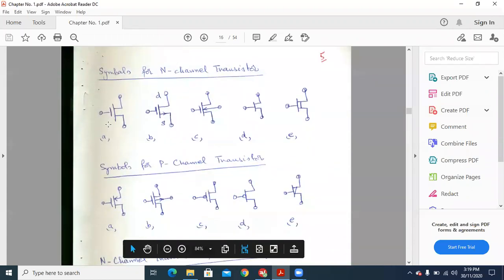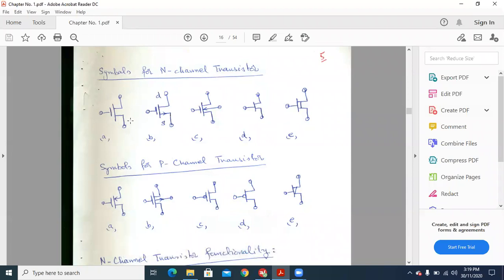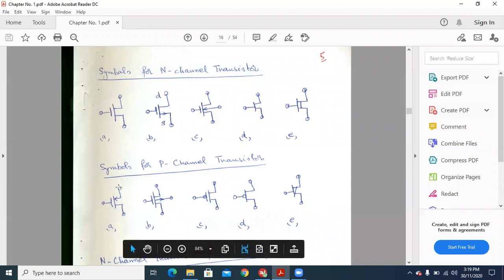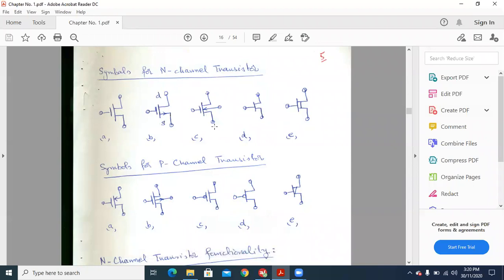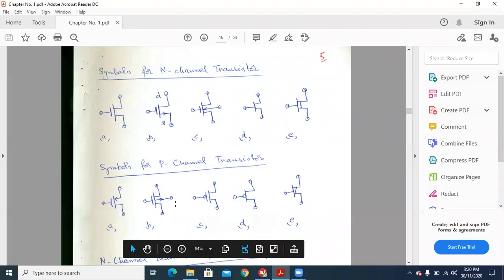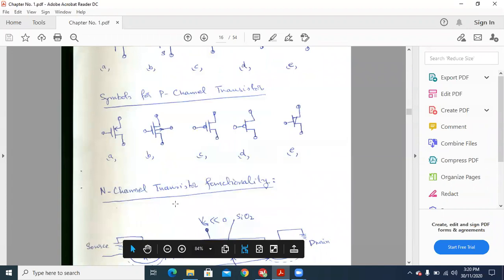So these are the symbols for N-channel transistors, and these are the symbols for P-channel transistors. The most common of which is the A part, and this A part is most commonly used. Other symbols are not so common. In SPICE, we use this C and B type symbols.